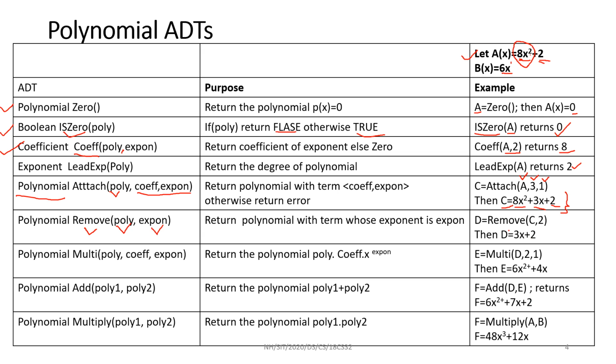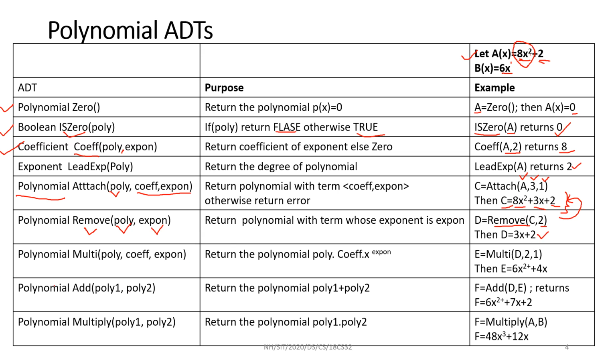Now what I'm doing is removing the term whose exponent is 2 from C. This is my polynomial, you can refer to this one, C. If I pass C and specify the exponent value 2, that means this term will be removed. That is the final result. D equals, after removing this term, 8x square is removed. So the remaining terms are 3x plus 2, after removing exponent 2.